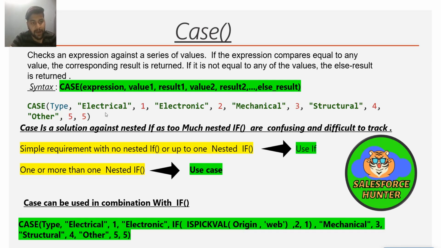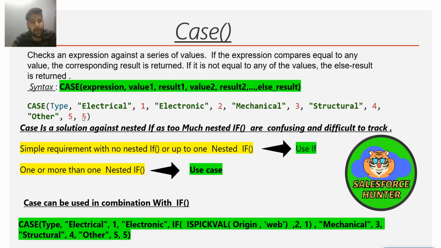Now let's take a simple example. In this case, we are evaluating the Type picklist of the Case object. If Type is equal to Electrical, we are going to give it a rating of 1. If the type comes out to be Electronic, we give it a rating of 2. If it comes out to be Mechanical, we give it 3. If Type is Structural, we give a rating of 4. And if the type is Other, we give a rating of 5. If none of the values match, we again give the rating as 5.